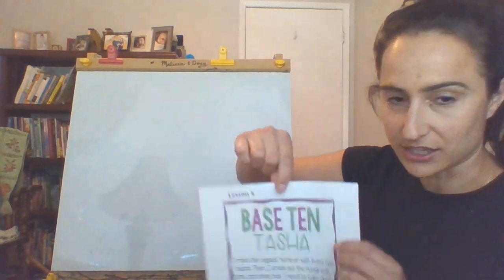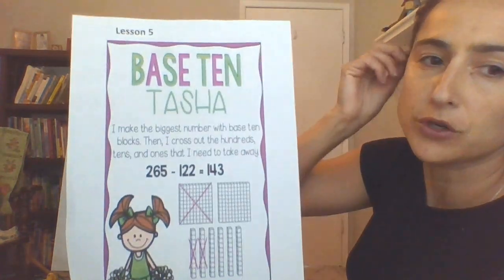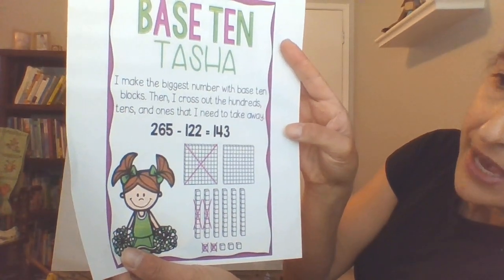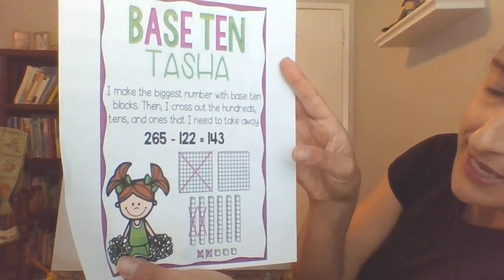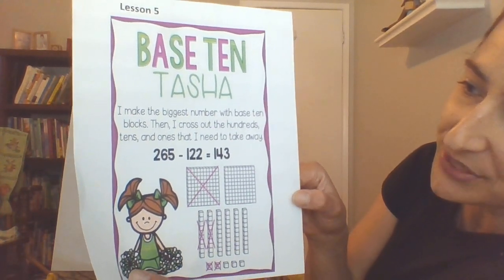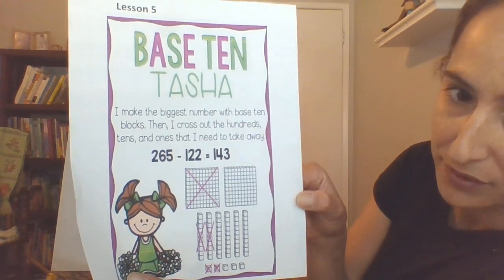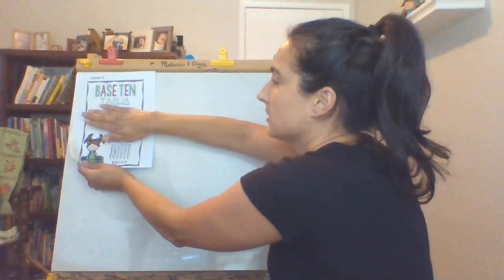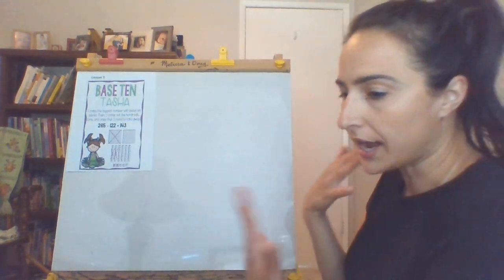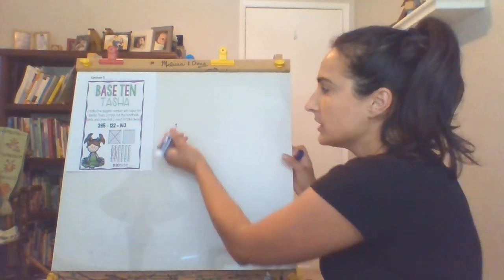This is base 10 Tasha. Let's review it first. This is from lesson 5. Base 10 Tasha. I make the biggest number with base 10 blocks, so drawing out the base 10 blocks. Then I cross out the hundreds, tens, and ones that I need to take away. Okay? So we're going to do this problem here, and I'll walk you through so you can remember.